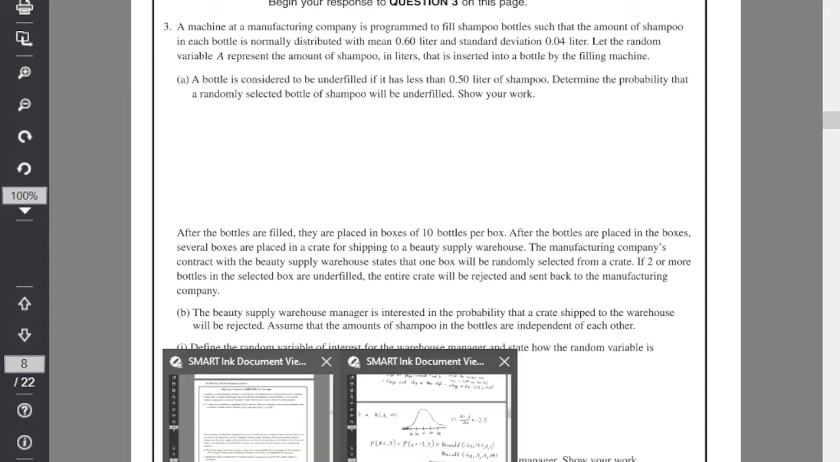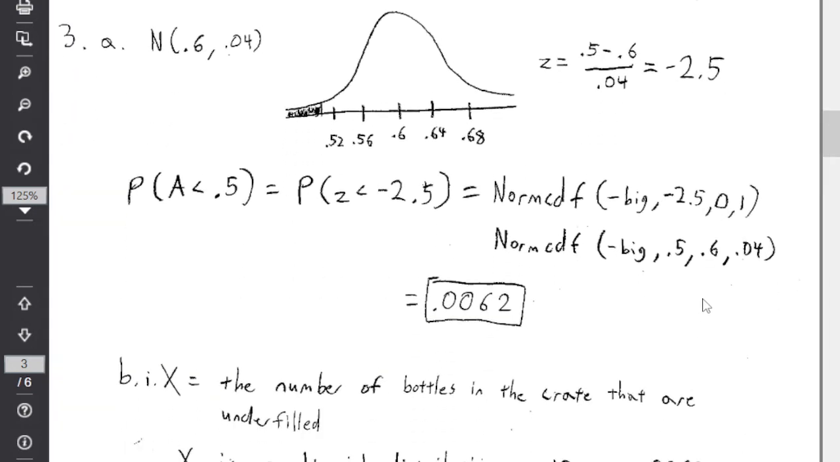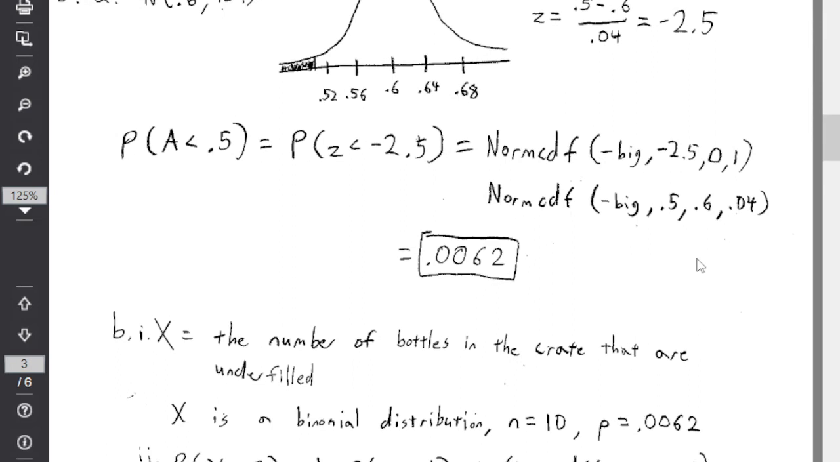We have our set number of trials, which is n. That's 10. There's 10 times that we are repeating the process. And the probability of the thing happening is the 0.0062, whatever answer we found in part A. That's your probability of it happening.